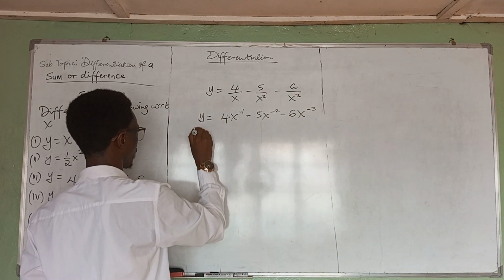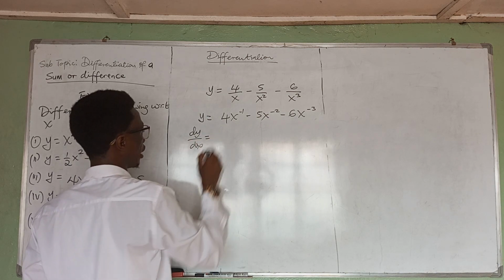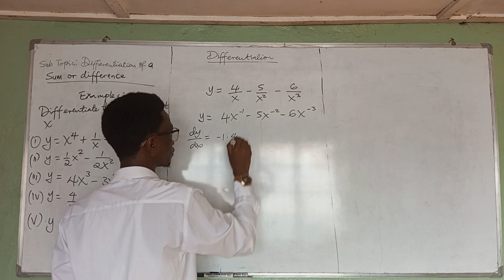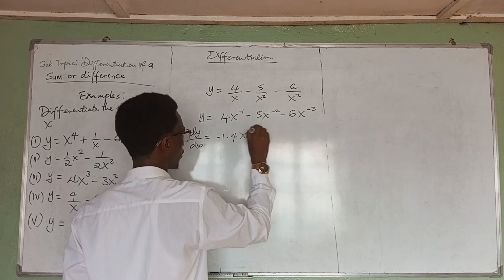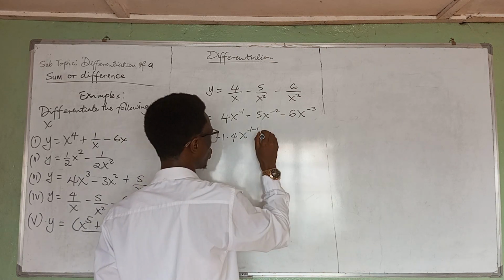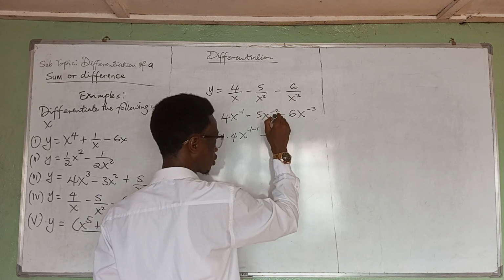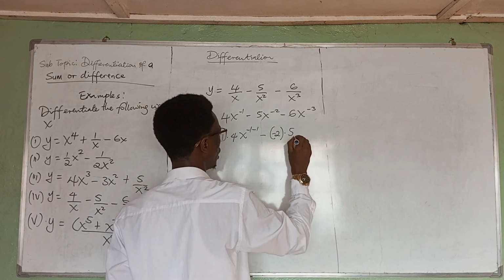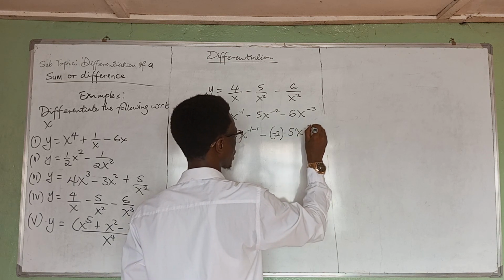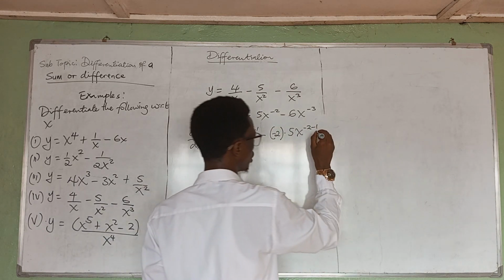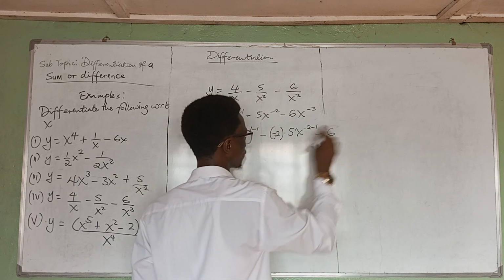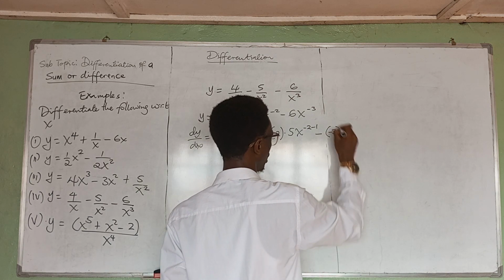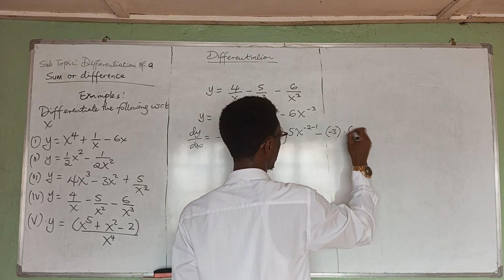Now we differentiate. We are differentiating y with respect to x. dy by dx equals, as always, we multiply this. This becomes minus 1 multiplied by 4x, and this is minus 1 minus 1. Okay, so you are done with that. You come to this minus. Again, because we have another minus, I will just give this one a bracket, minus 2. I'm going to multiply it by 5. Then I write my x, and I will subtract 1 from the power. Then you come to the last one, minus 6. I have another minus here that is coming. So this becomes minus 3. Then multiply this by 6.